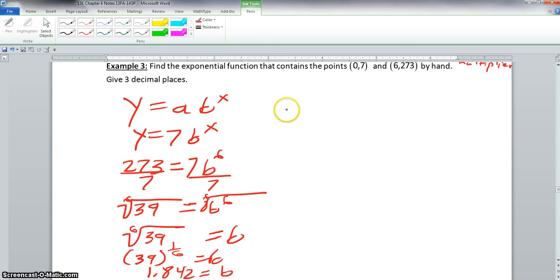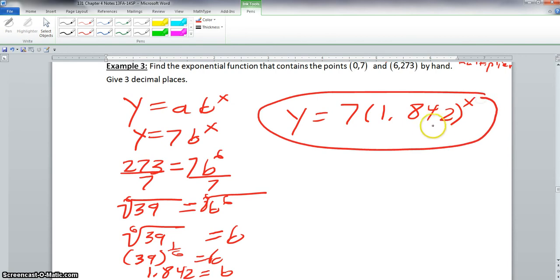So our final answer would be y is equal to 7, which is our a, times 1.842 to the x power, which is our b. And this is our final answer.